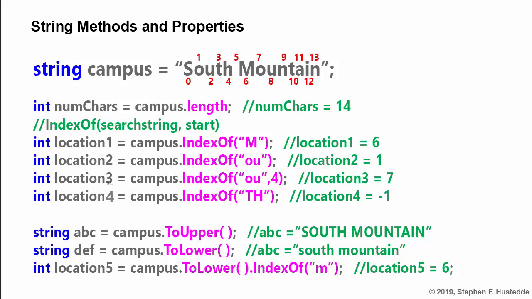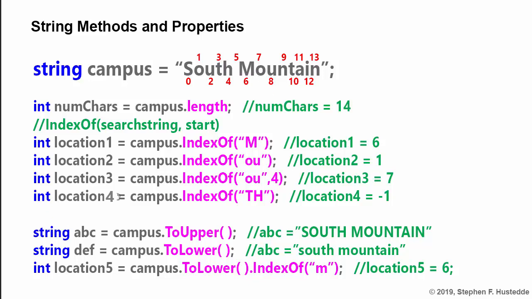In my next example, we have an integer called location 3. It's kind of the same thing, campus.indexOf. We're looking for OU again, but then I added the second optional parameter, and I specified 4 as the start value. So it's going to look for OU starting at index 4. We'll start here at the H, and go find the first OU. The OU here is location 7, or index 7.